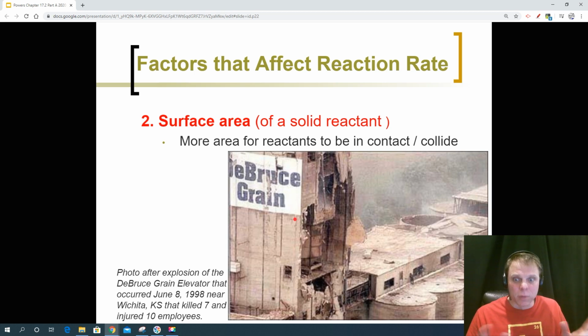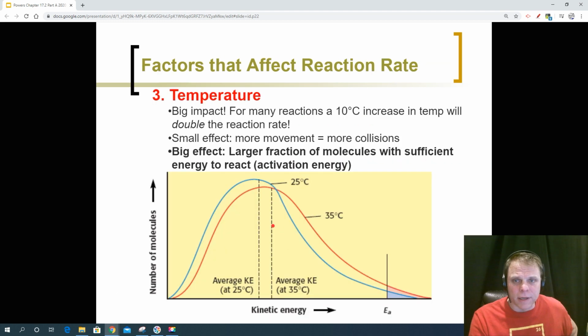And of course they have to have really good ventilation systems. If the ventilation system starts going down, you get all that powder floating around in the air, and that's a really dangerous scenario for an explosion to happen. This one you can see in the slide occurred on June 8, 1998 near Wichita, Kansas. Killed 7 and injured 10 employees. So surface area affects the rate of the reaction.